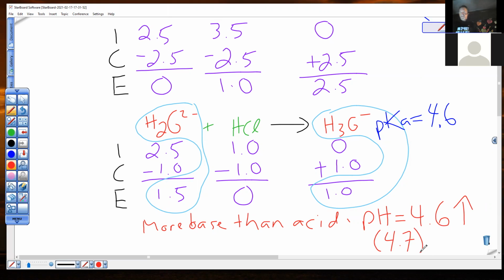Buffers keep pH close to the pKa of the acid in the buffer. That's what buffers do. That's why we're alive, because our blood is buffered and our enzymes are all optimized for that pH. Okay, I'm going on a little too much.